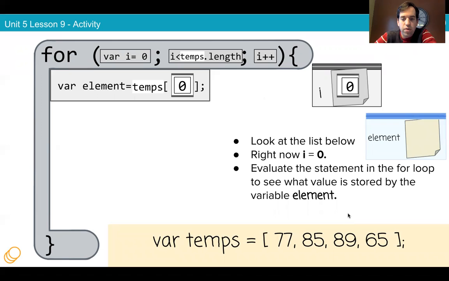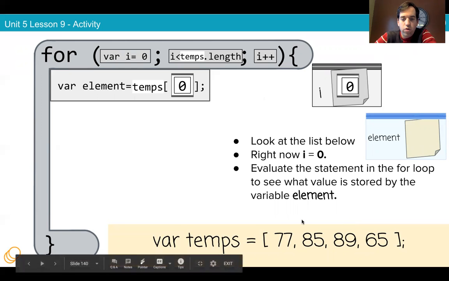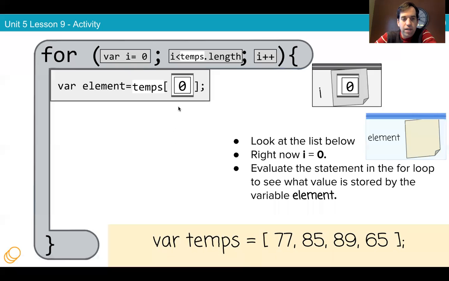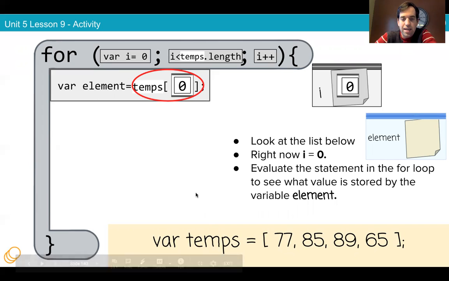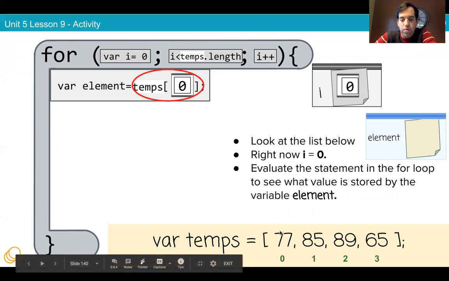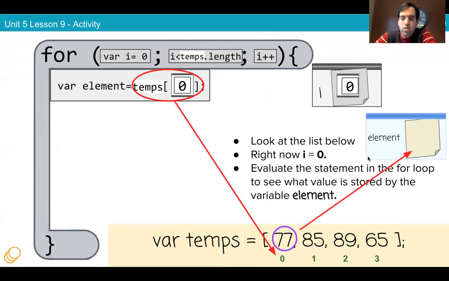Right now, i equals 0. We're going to evaluate the statement in the for loop to see what value is stored by the variable element. So right now, since we're looking for temps bracket 0, that's the value in the list that has the index 0. Remember, the indexes are 0, 1, 2, and 3. So we are talking about the first value here, and that's what's going to be stored in the variable element according to that line of code, right?